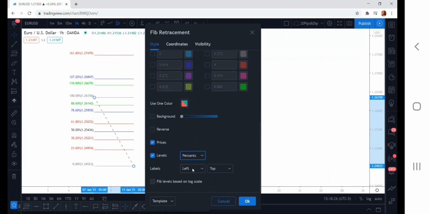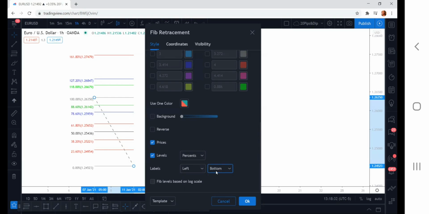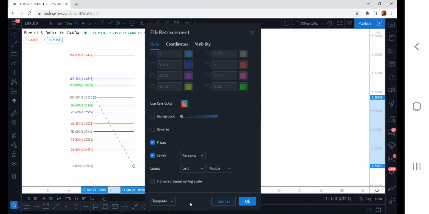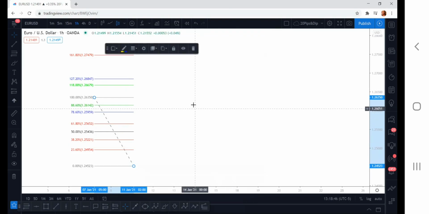Then the labels here, you can put to the left, middle, left, bottom. Okay, you can put it in the center. You can put it off to the right. It's really up to you, okay? And you can also make templates. You can save whatever templates you want to save, okay? And then hit okay. And then that's going to be your settings.